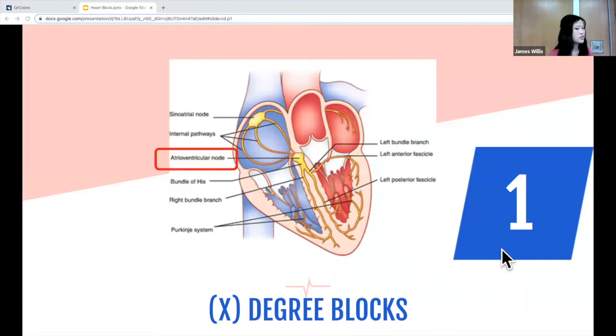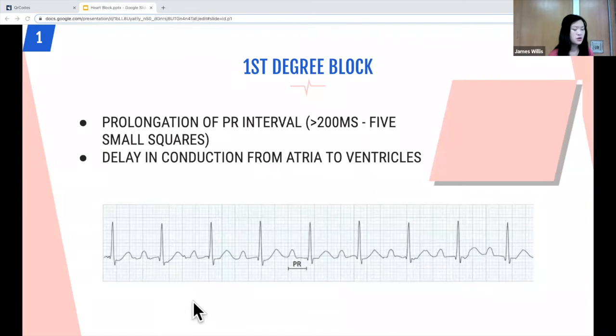So let's talk about the degree blocks, mostly centered around the AV node. I'm going to go through these pretty fast because we all kind of know it already. First degree blocks are mainly just prolongation of the PR interval over 200 milliseconds, which is 5 small squares. It's really just a conduction delay between the atria and the ventricles.